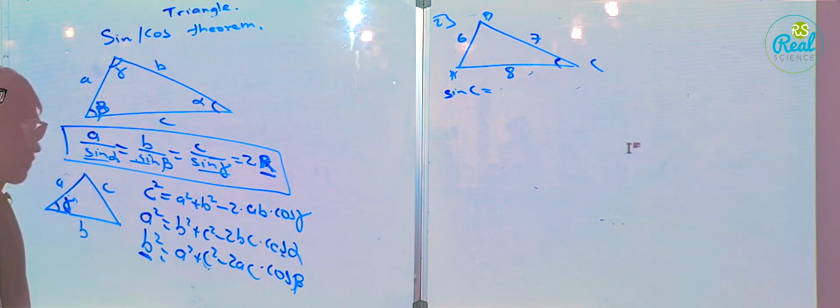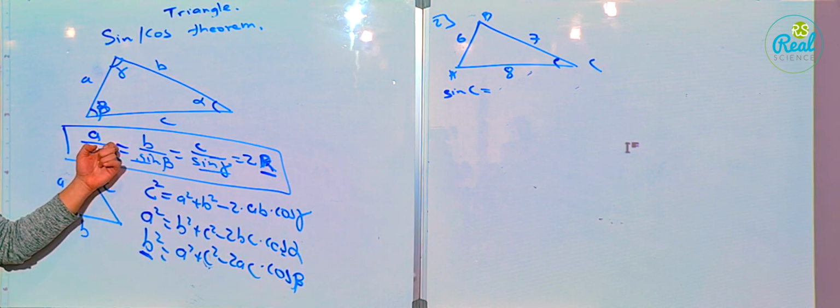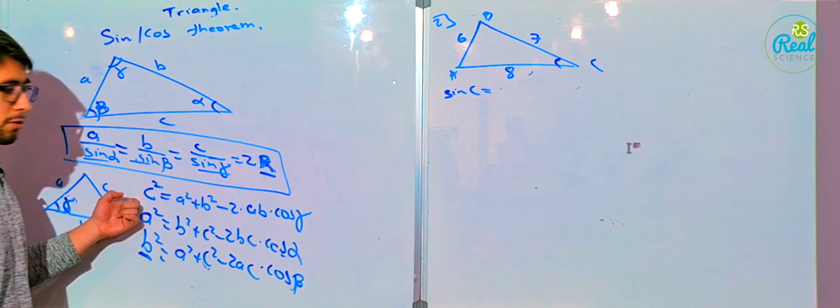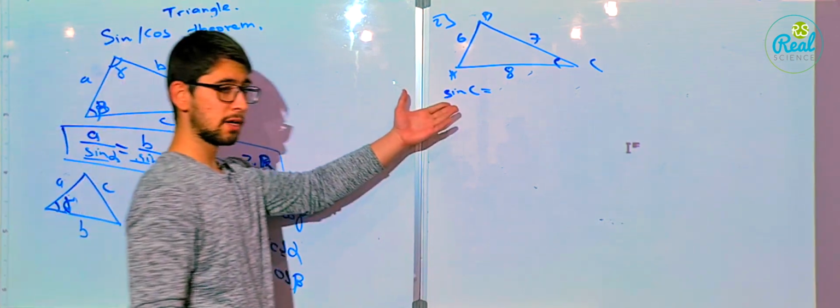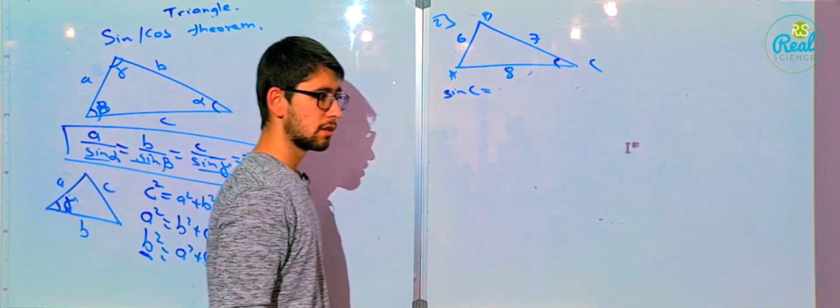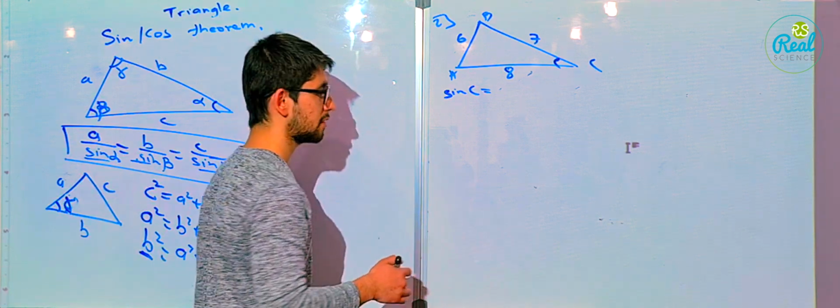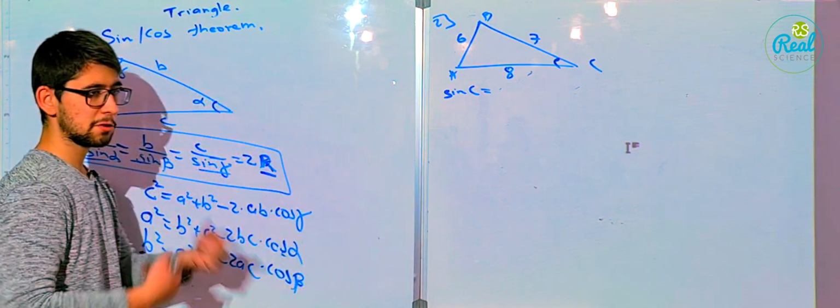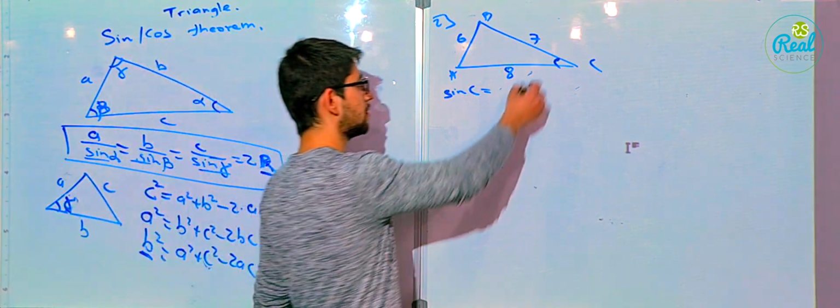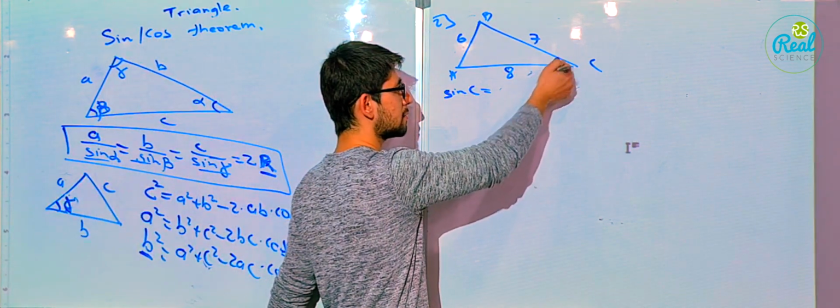So how to find it? Should we use the sine theorem or the cosine theorem? Cosine theorem. Why? You are asked to find sine, but you have all of the sides, right? You can open cosine and convert it to sine. Okay, what is the opposite side to angle C?